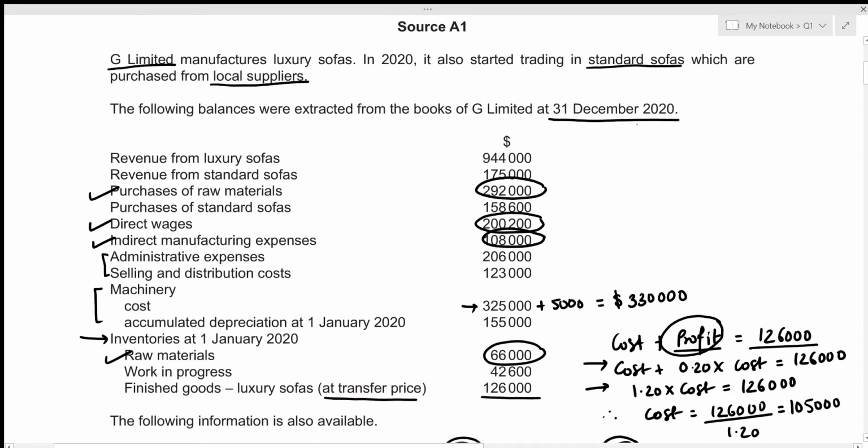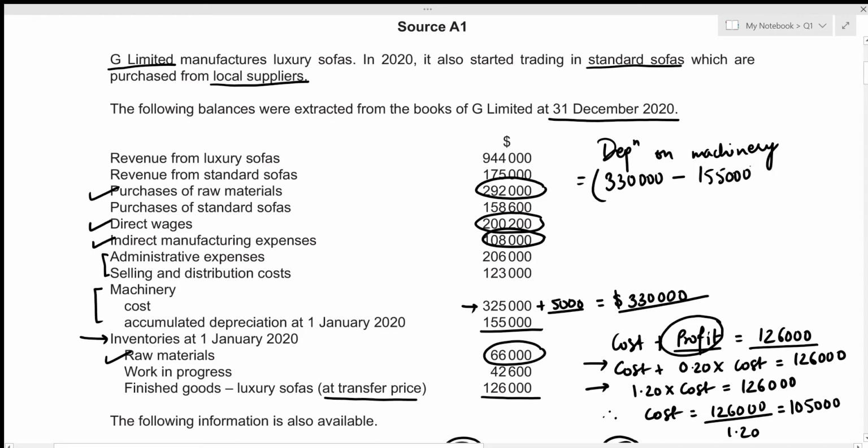So the depreciation charged on machinery is just going to be the cost, which is 330,000 after adjusting our installation cost of 5,000. So that's 330,000 minus our accumulated depreciation of 155,000. This will give our net book value. So we just need to multiply it with the rate in order to figure out our depreciation charge. And we were given the rate to be 20%. So that's times 0.20. This gives our depreciation per year on machinery to be 35,000.